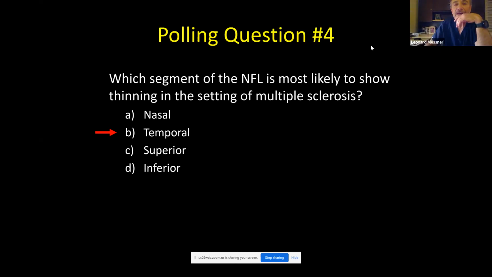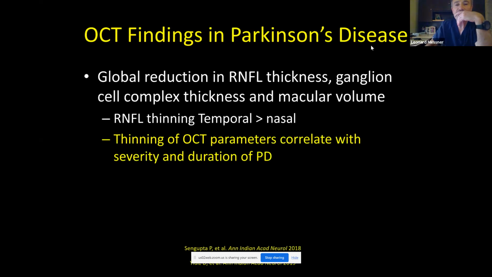Absolutely. I'm going to do these individually. I'm going to go to the summaries. Parkinson's disease: do they have thinning on their OCT? You better believe it.